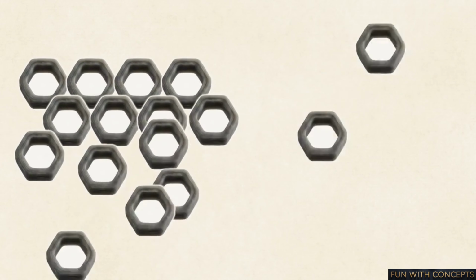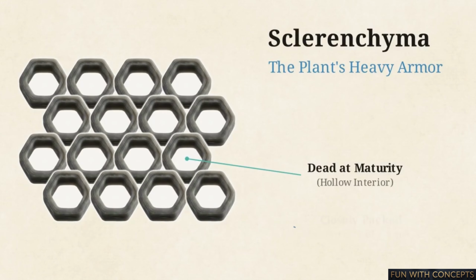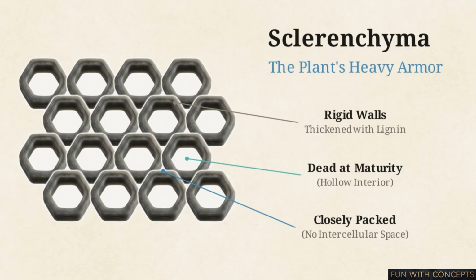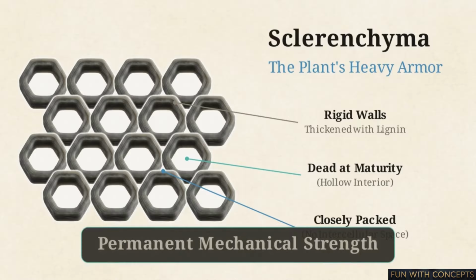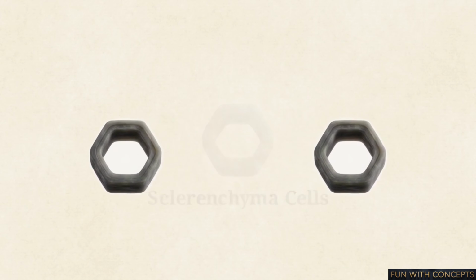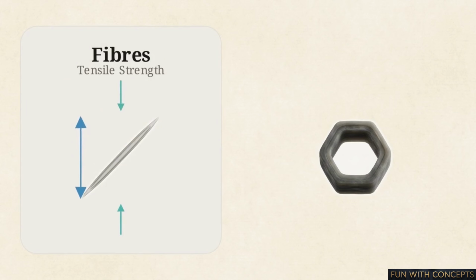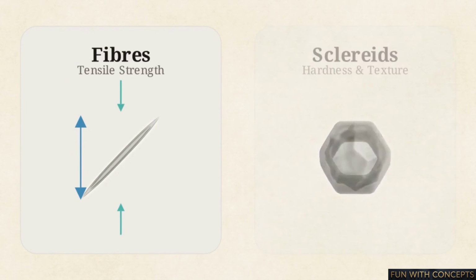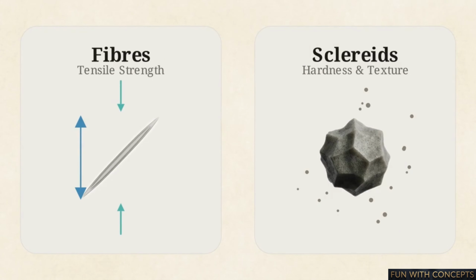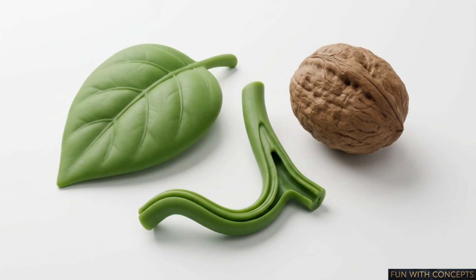Sclerenchyma is the plant's heavy armor. These cells are dead, closely packed, and have rigid walls thickened with lignin. Their sole function is to provide permanent mechanical strength. These cells come in two forms: long, tapering fibers found in materials like jute, and irregular, gritty Sclereids, which give fruit pulp its characteristic crunch. These simple tissues dictate whether a plant part is soft, flexible, or rigid, solving the plant's mechanical and storage needs.